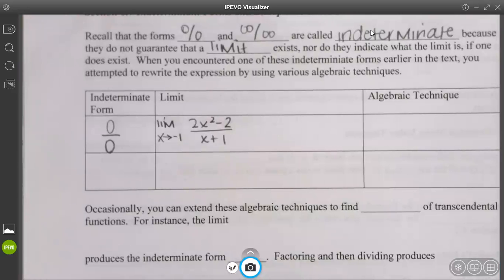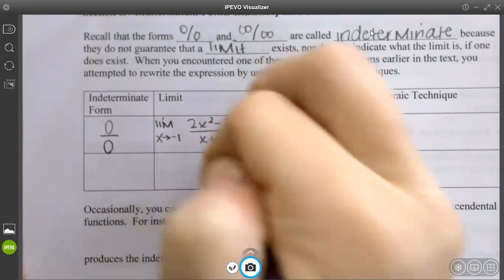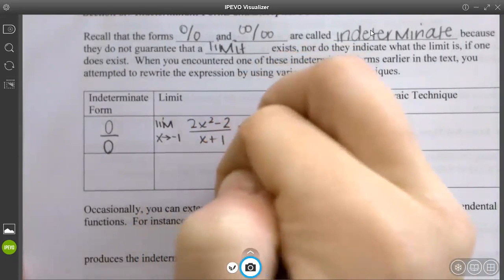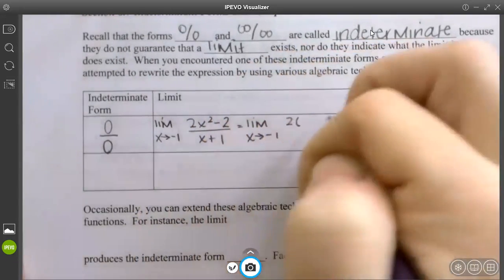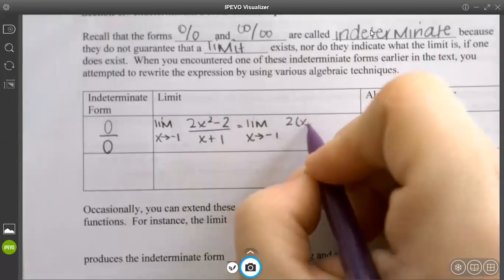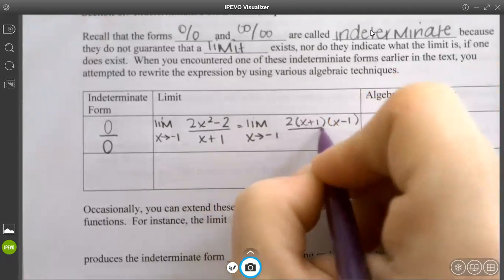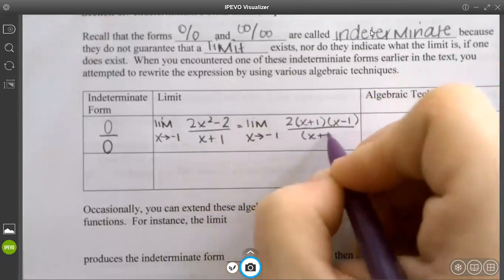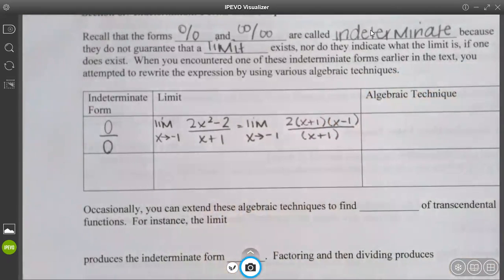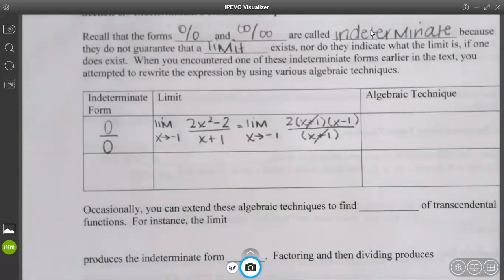What we had to do was factor the top. When we factor the top, take out a 2, you get x squared minus 1, which factors into x plus 1, x minus 1. So all I'm doing is factoring. And the reason I did that was then I could cancel out those x plus 1s.